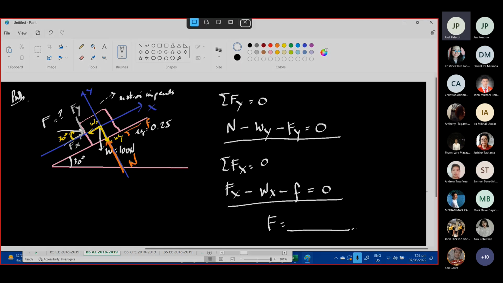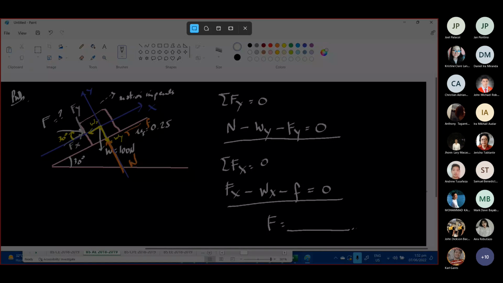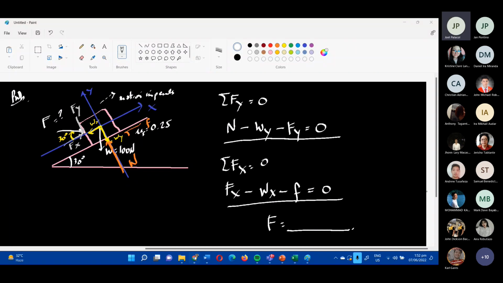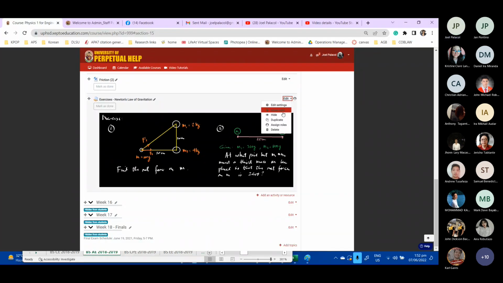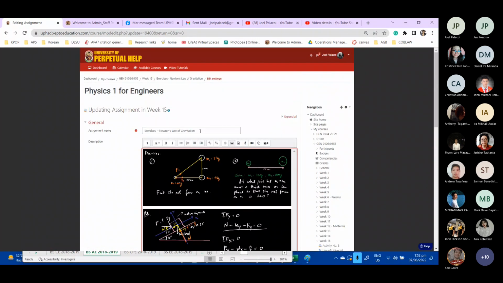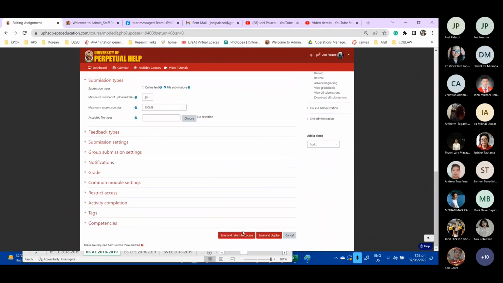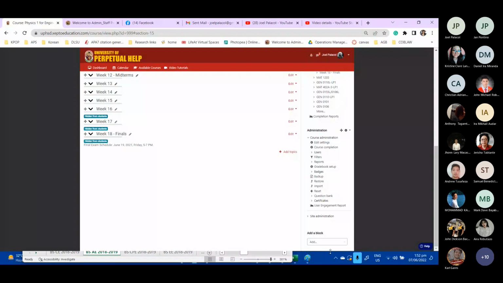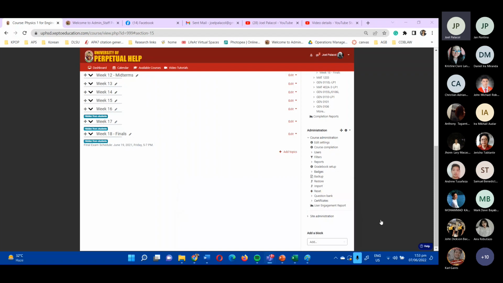Maybe I'll include this in our exercise too. Any questions? Any questions? So, Newton's law of gravitation and friction. Any questions?